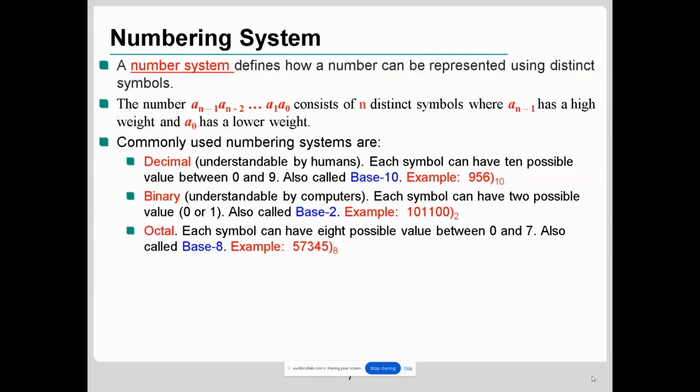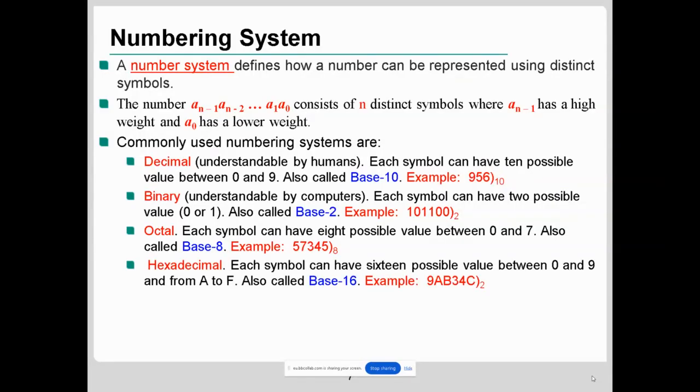And octal has different possible values. For example, 5, 7, 3, 4, 5. What digits are possible in octal? From 0 to 7. So if we say 9, 9 is not allowed in octal. Okay? And now hexadecimal. Each symbol can have 16 possible values, between 0 and 9 and A to F. How many digits does it have? Sorry, it's 16. Please change it.